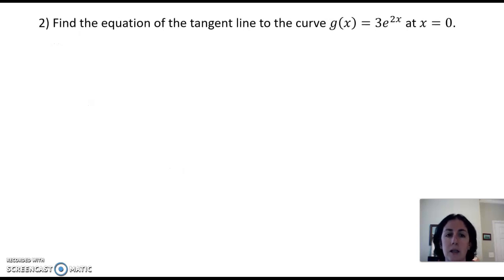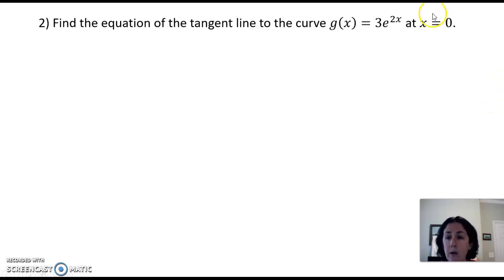Let's find the equation of the tangent line to the curve g of x equals 3 e to the 2x at x equals 0. So now I'm not looking just for the slope of the tangent line, I'm looking for the actual equation of the tangent line. In order to write the equation of any line, you need two things, a slope and a point. We just talked about how we'll find the slope using the derivative.